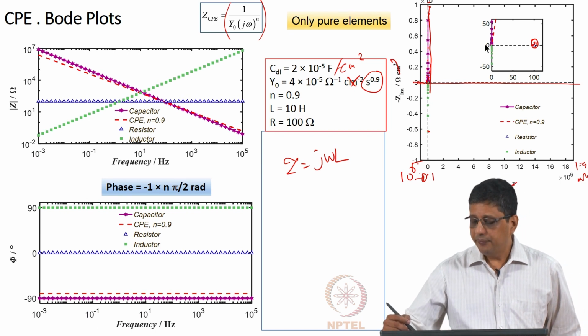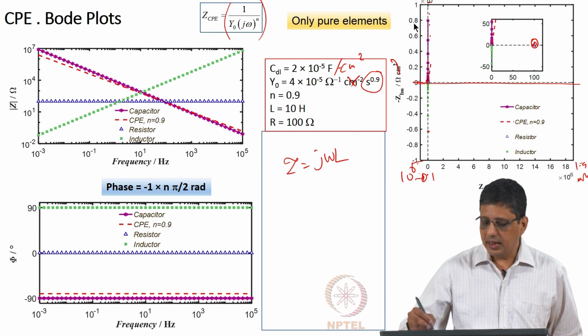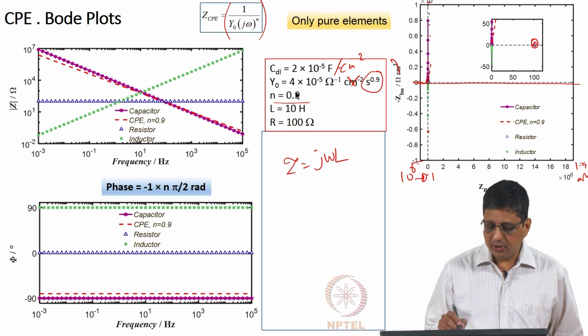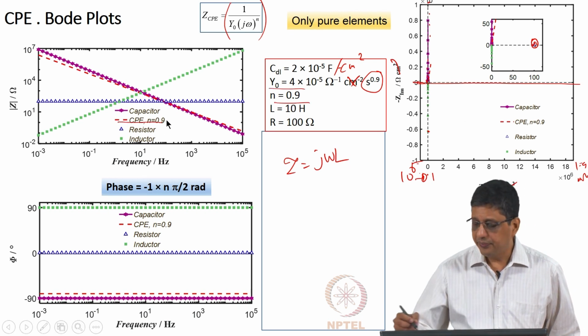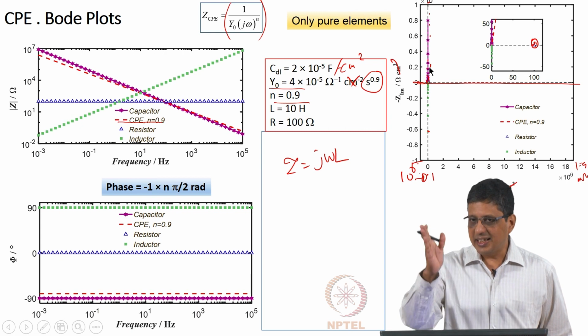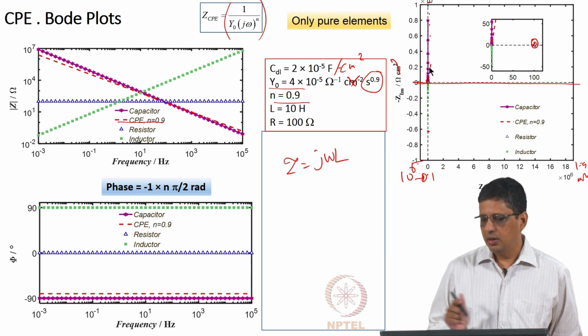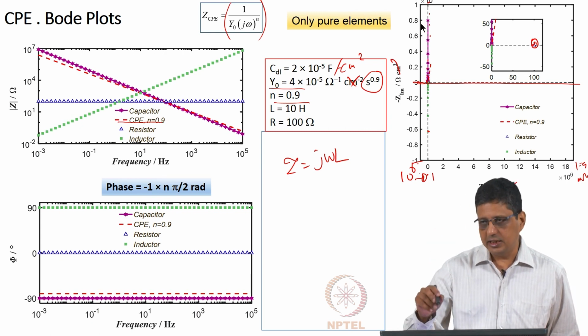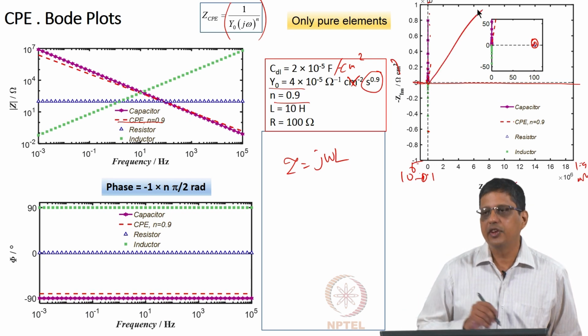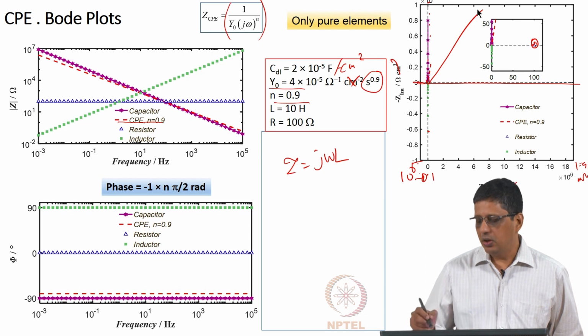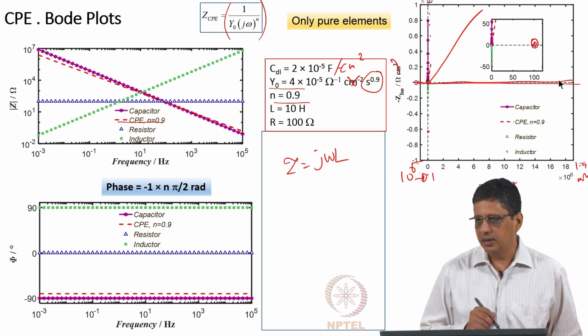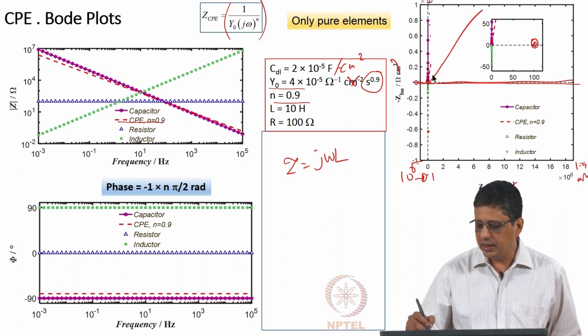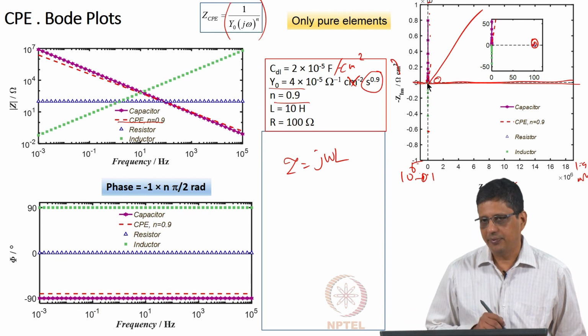If you look here, the red color line corresponding to 0.9 of the CPE is actually going at a slight angle to this. When n equal to 1, it is a capacitor, it is going vertically. If n equal to 0.5, it is going to go as a 45 degree line. N equal to 0, it is not going to go as a line here, it is just going to settle as a point. N equal to minus 1, it is again going like this.